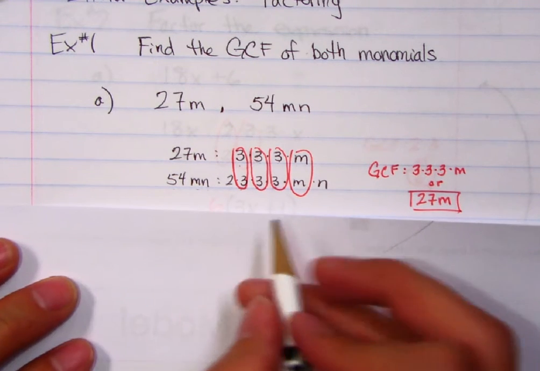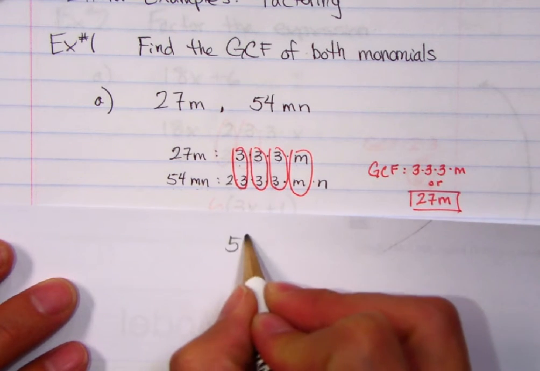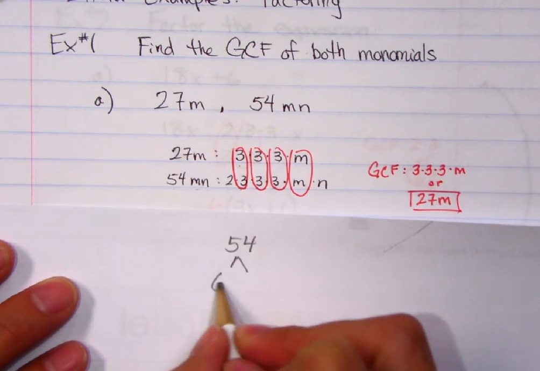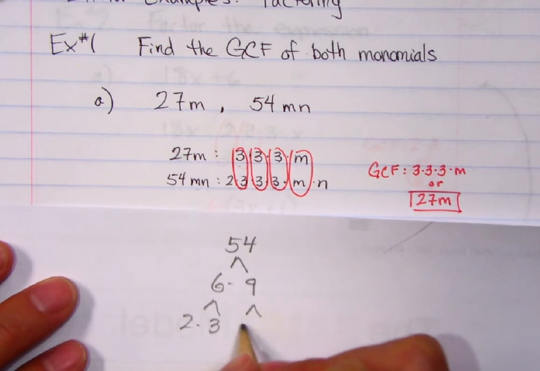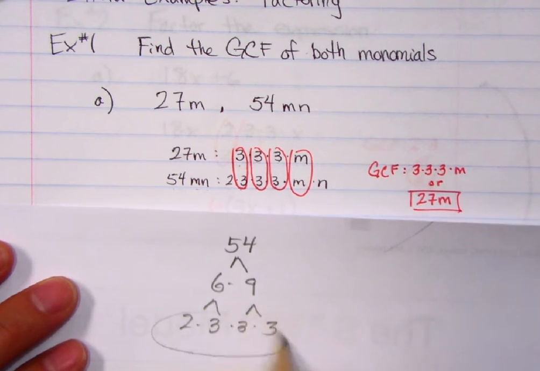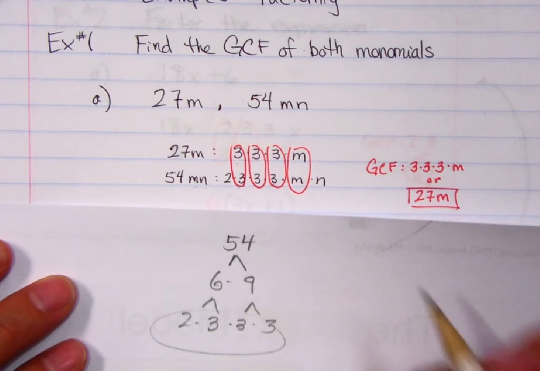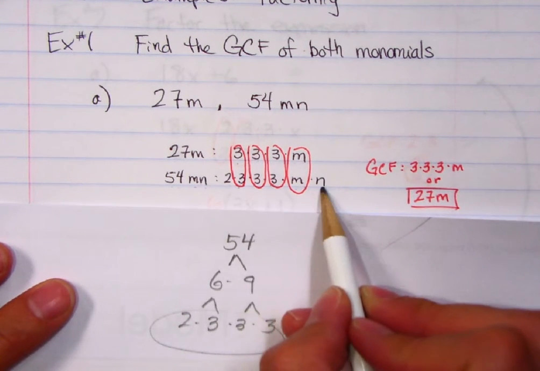And if you're kind of stuck on how you're doing this, you can go, well, I'm not sure how to do this, but I know that 6 times 9 is 54, and 6 is just 2 times 3, and 9 is 3 times 3. That's how I'm coming up with those numbers right there. Okay, and then mn is right there.